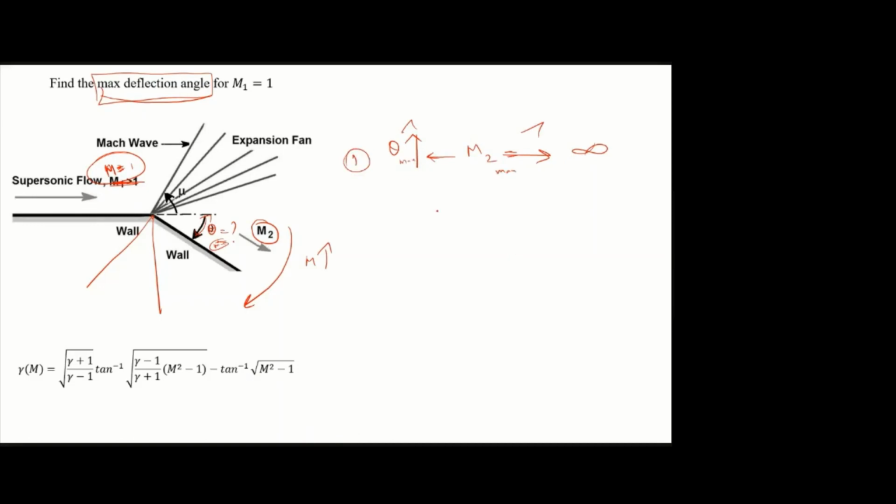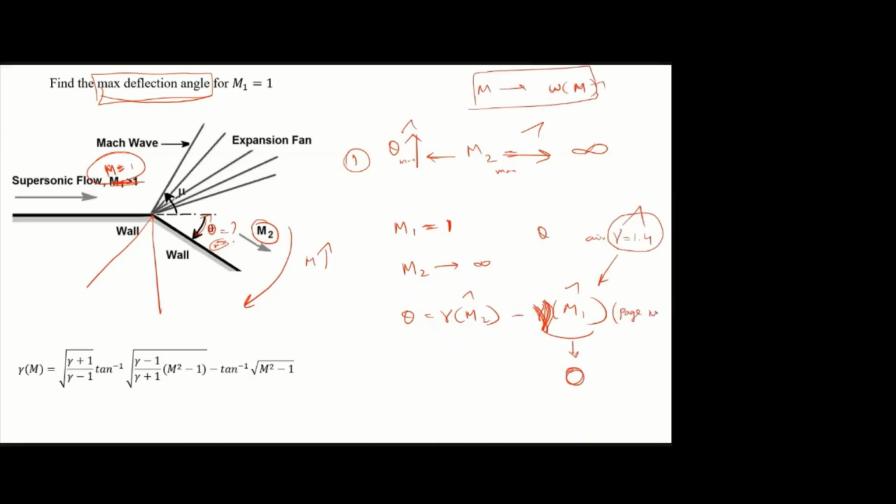Okay. Then how will you proceed? You know M1, it is 1. You know M2, it is infinity. You have to find the theta. What is the procedure? You can find gamma M1 and gamma M2. What is gamma M1 value? 125. So 125 page number gas table you can check. For every Mach number you can find gamma M, which is given like omega M. So for M1 is equal to 1, gamma M1 is 0.